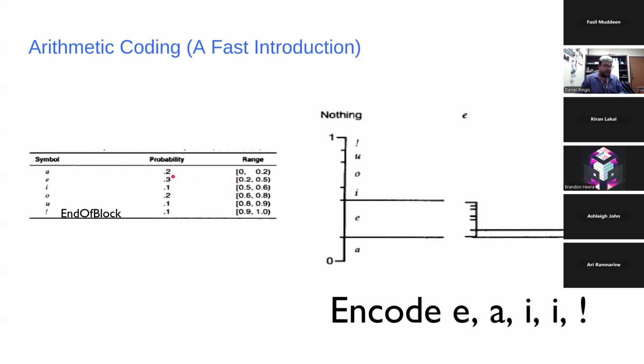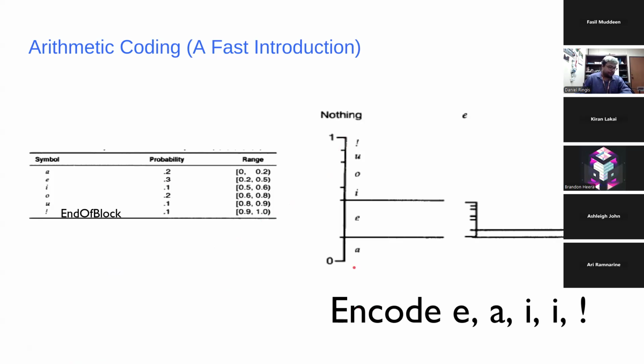So it means we could assign some ranges from 0 to 1 for each of these things, kind of drawn like this ladder. So A goes from 0 to 0.2. E goes from 0.2 to 0.5. I goes from 0.5 to 0.6. O goes from 0.6 to 0.8. U goes from 0.8 to 0.9. And exclamation goes from 0.9 onwards.